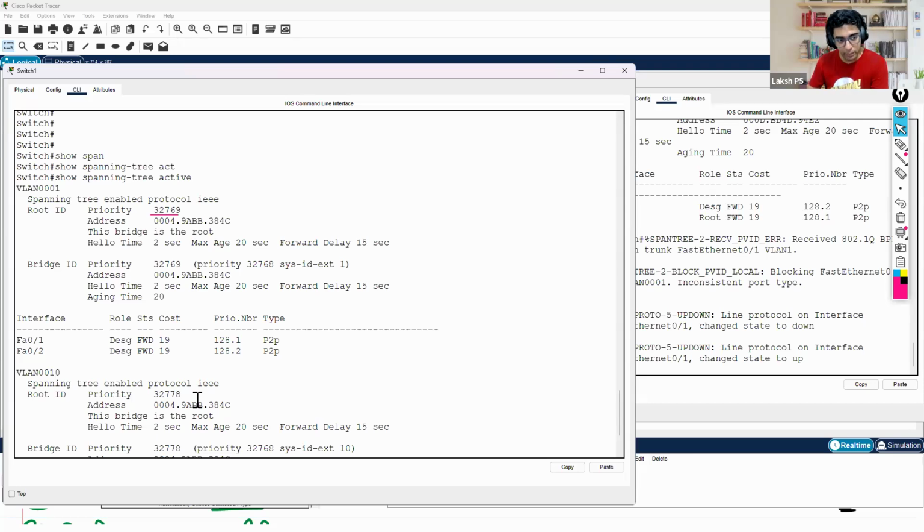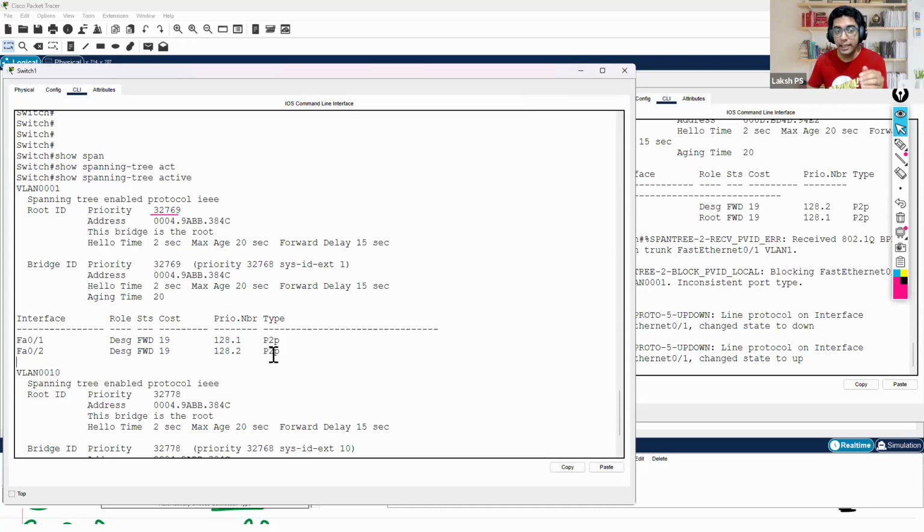So every time you add a new VLAN onto this switch, spanning tree starts to run on that VLAN. And this is an example of it. I added VLAN 10 in this particular switch, and spanning tree automatically started running on that VLAN. It shows that this switch, or switch number 1, is the root switch for both the VLANs.